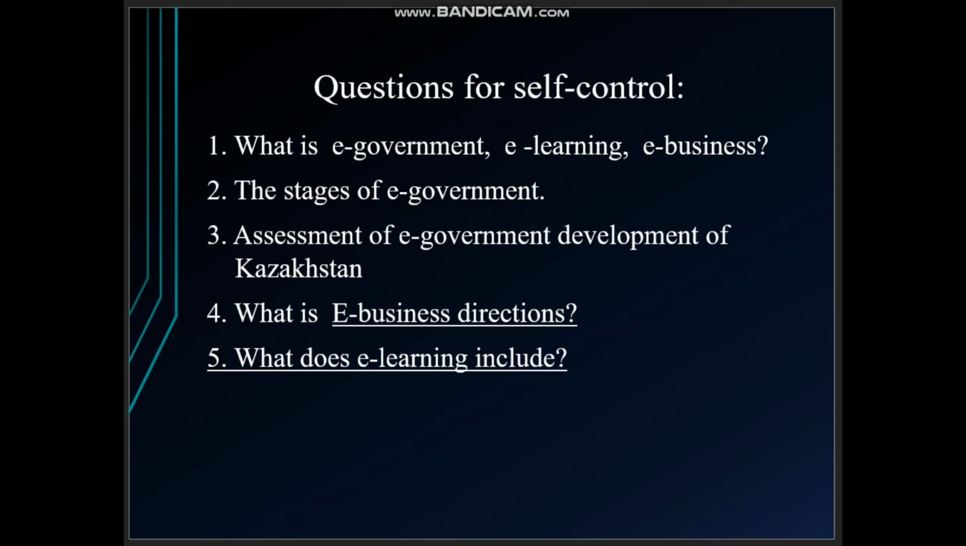And the next is the questions for self-control. You should read, answer, and give comments for these questions. First is what e-government, e-learning, and e-business are, and how they are working nowadays. The second, the stages of e-government. You should write the stages of e-government and how it's going nowadays. Third is assessment of e-government development of Kazakhstan. It's very interesting. Fourth, what are the e-business directions, what kind of directions do they have. And the last question is, what does e-learning include? What kinds of things does e-learning include?